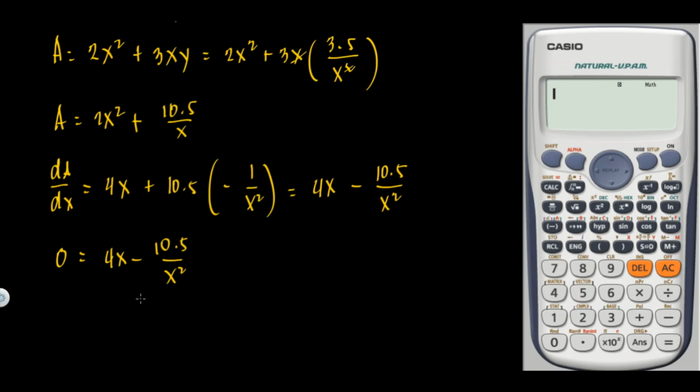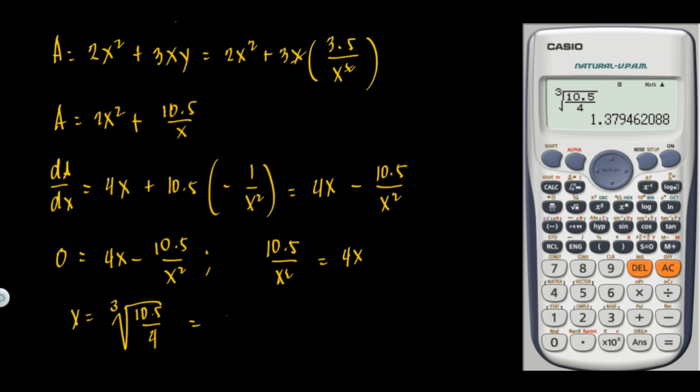Then solve for x. Okay, so we have 10.5 over x squared equals 4x. Cross multiply, so 4x cubed equals 10.5, or x is equal to the cube root of 10.5 over 4, which equals 1.38.